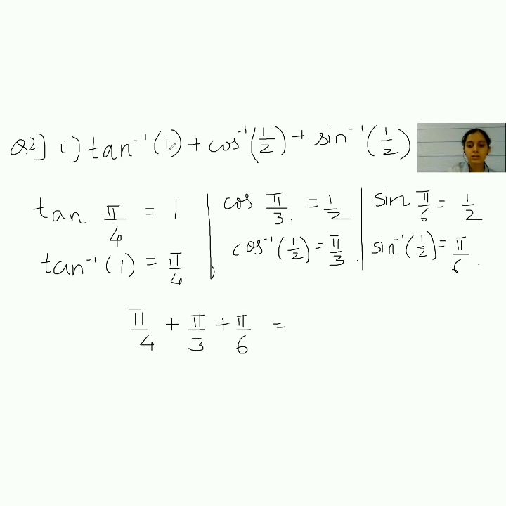Okay, we'll take the LCM, we get 12. That is 3 plus 4, that is 7, plus 2, 9 pi. Okay, and 3 and 4. So we have 3 pi by 4 as the answer for this. Okay, let's go to the third one now. These are simple sums, question 2.